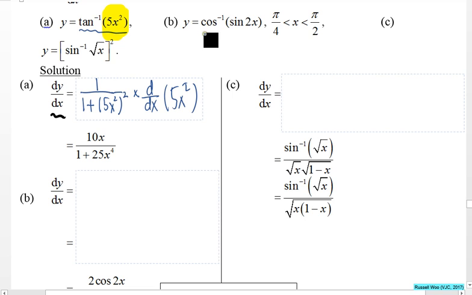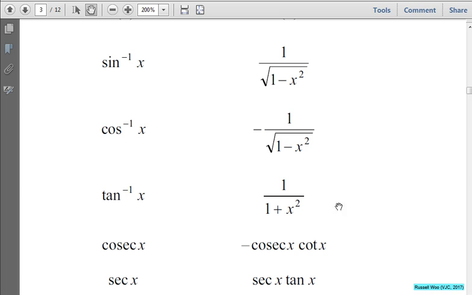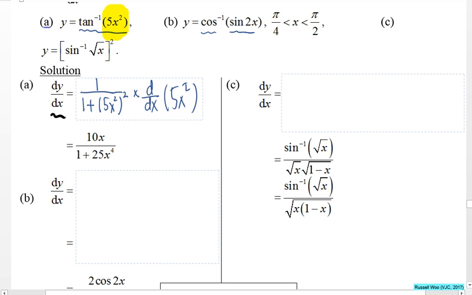D. You are supposed to differentiate cosine inverse sine 2x. Again, I look at the formula list. Differentiating cosine inverse, you will get this. Can? Differentiate cosine inverse x, you get this. So, you will get a negative 1 over square root 1 minus this whole thing squared. Correct? You will get a sine 2x whole thing squared.